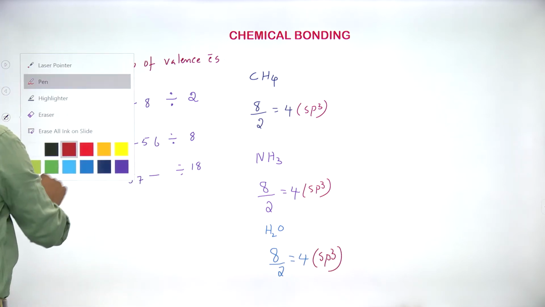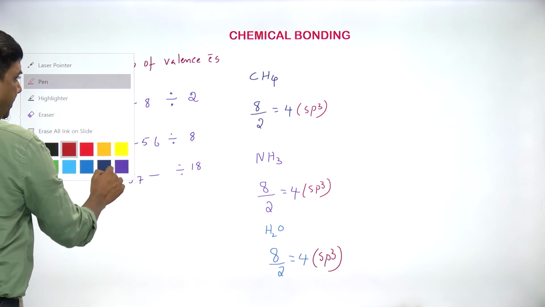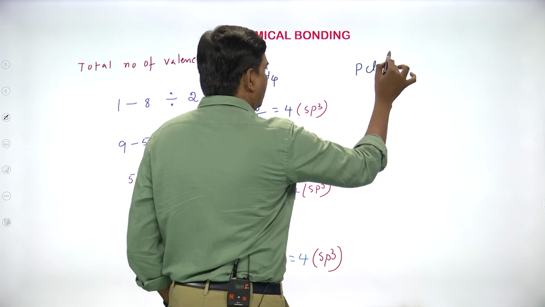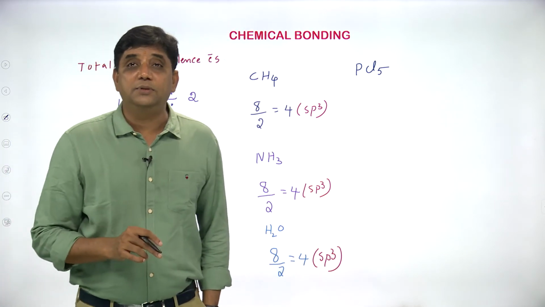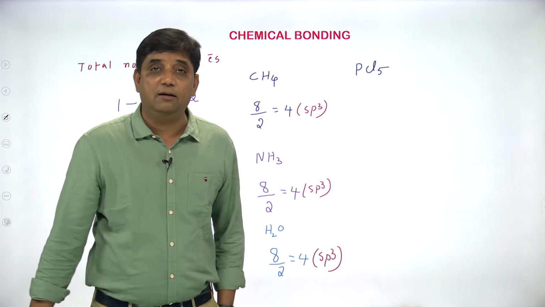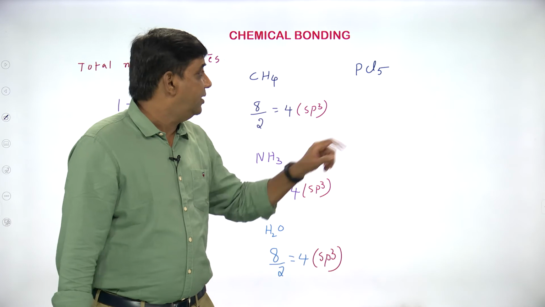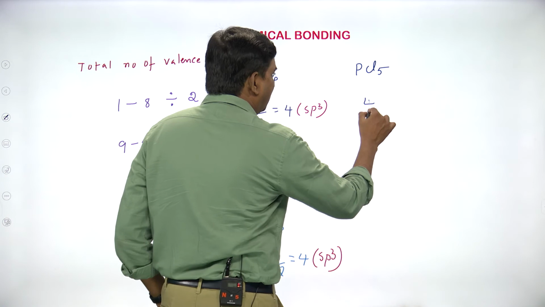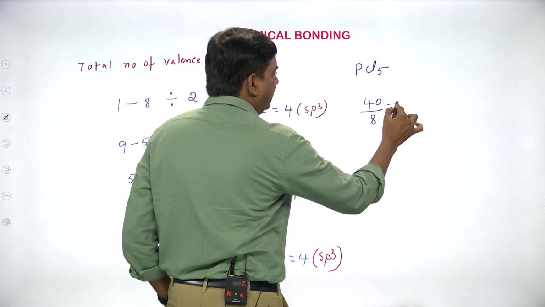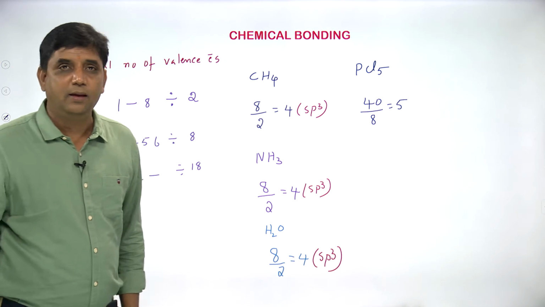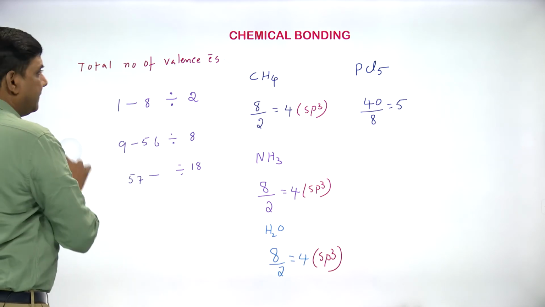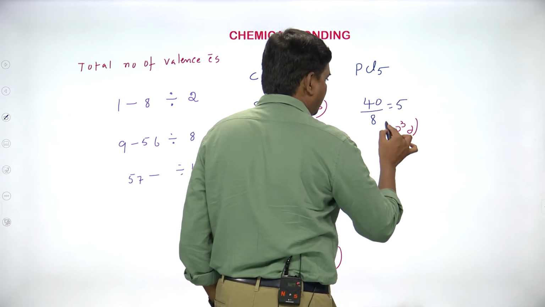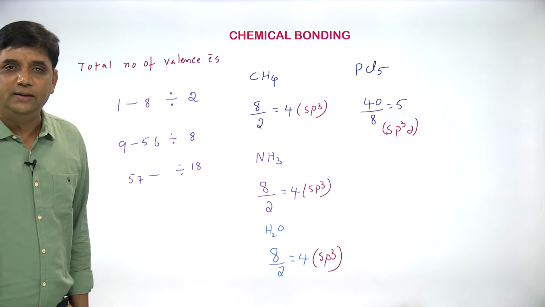And similarly, let us say PCl5. 5 chlorine atoms are there, each chlorine contains 7 valence electrons. So, 5 into 7, 35, phosphorus contains 5, total 40. So, 40 electrons means 40 by 8 is equal to 5, 8 5s are 40. So, hybridization would be sp3d hybridization.